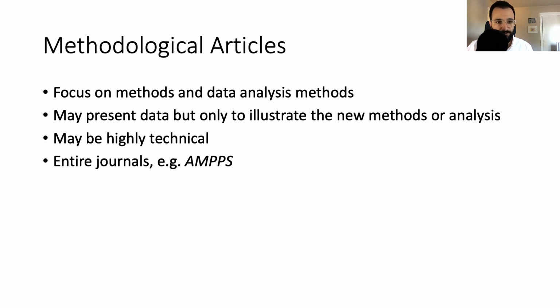One journal for that, the abbreviation is AMPS. I believe it's Advances in Methodology and something Psychological Science. I can't remember the middle P. Sorry. It's an APS journal. So if you go to psychologicalscience.org, you can find AMPS.